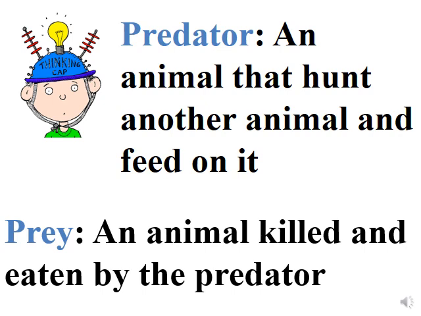So let's repeat it. The predator is the one who hunts and eats. So with the deer and the lion, the lion is the predator, the one who hunts and eats, while the prey is the one that's killed and eaten by the predator. So the deer is killed and eaten by the predator, which is the lion. So this is the difference between the predator and the prey.